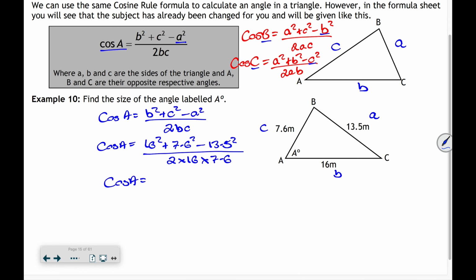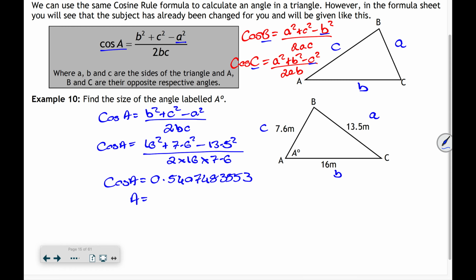And that'll give me 0.5540748355. Then just cos to the minus 1 that. Remember to make sure that your calculator is in degrees mode for these.